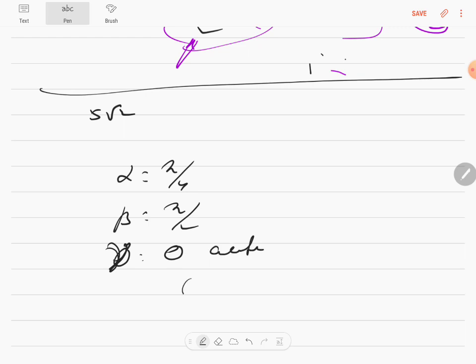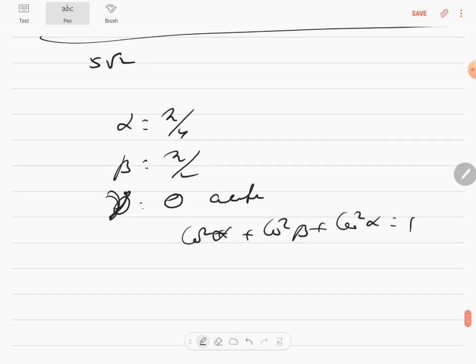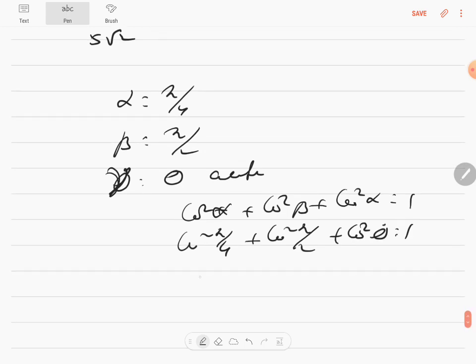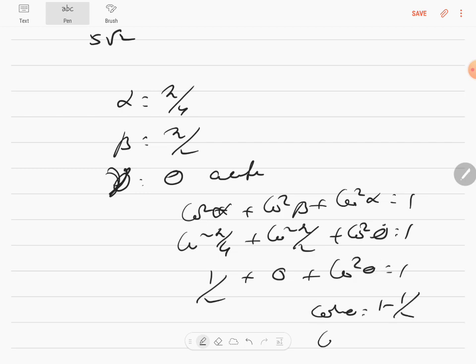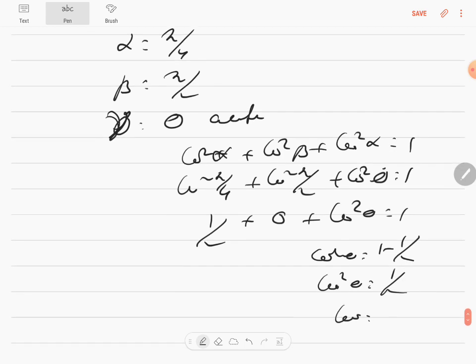You already know cos square alpha plus cos square beta plus cos square gamma is equal to 1. You can use that and do this. What is cos square pi by 4 plus cos square pi by 2 plus cos square theta is equal to 1. So then 1 by root 2 whole square is 1 by 2. This will become 0 plus cos square theta is equal to 1. Cos square theta is 1 minus 1 by 2. Cos square theta is 1 by 2. Therefore, cos theta is 1 by root 2 with a plus or minus, correct?